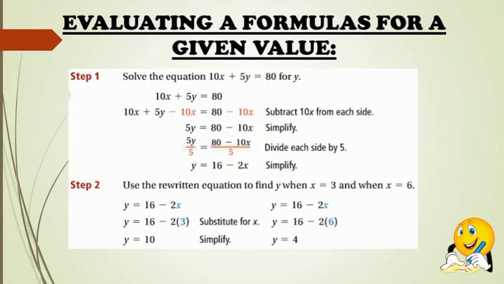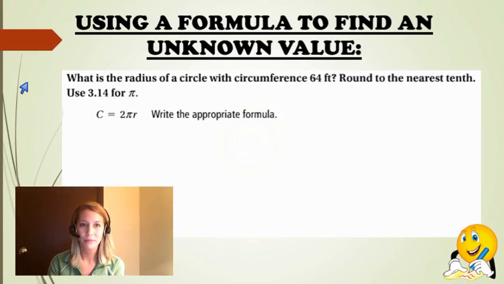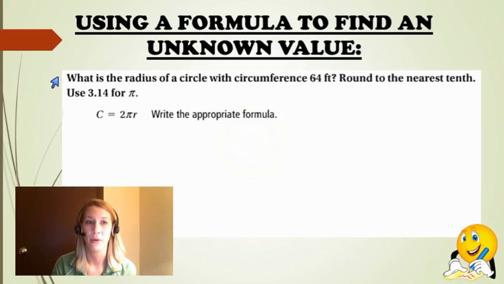I'm going to move on to actually using a formula that you might see and use in real life. In this equation, we're going to be using a formula to find an unknown value. In this case, we're finding what the radius is of a circle with a circumference of 64 feet. And we're asked to round to the nearest tenth and to use 3.14 in place of pi. The formula that we're going to use is for circumference: C equals 2 pi r.